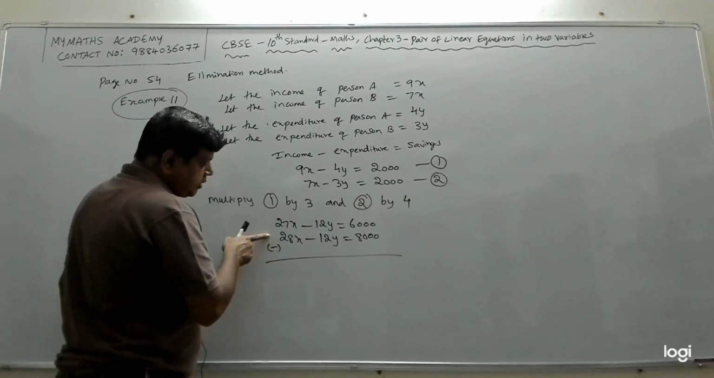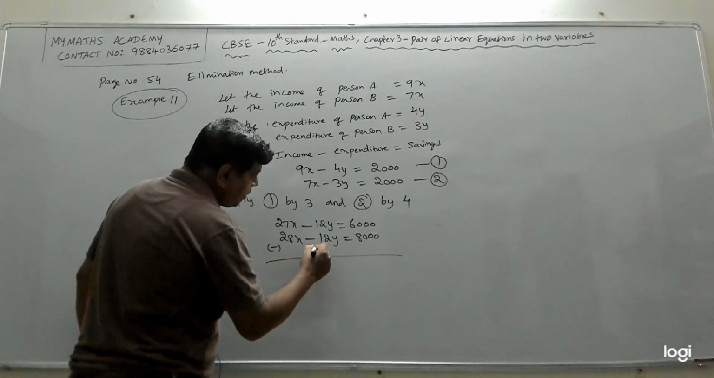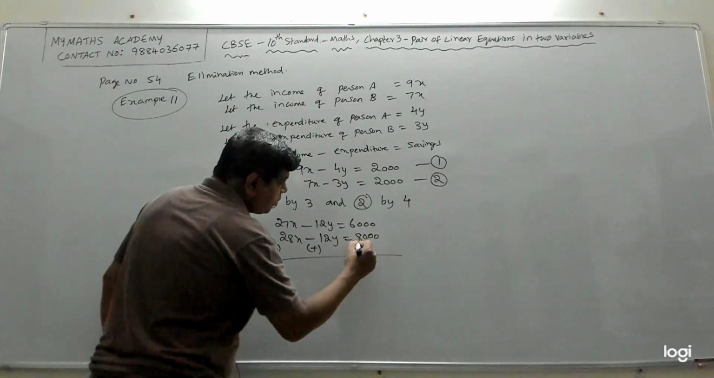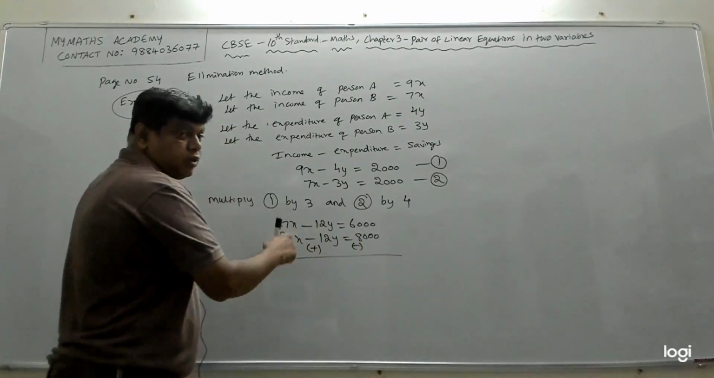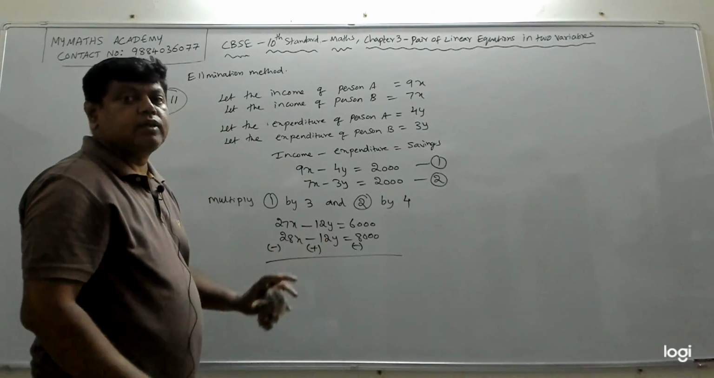So this is plus. Nothing is done, plus will become minus. This minus will become plus. Here it is plus, that will become minus. This is plus 8,000. You have to change the sign for the second equation. When you are subtracting two equations, you have to change the sign for the second equation.